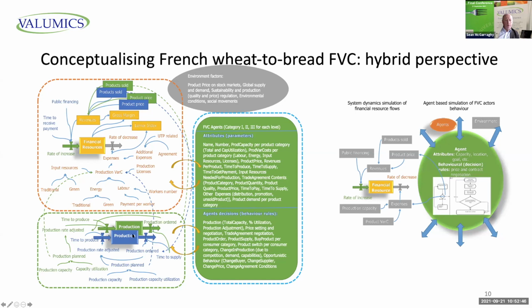So here is a flow map, and it shows the impact or the effects of outside quantities or outside actions on our production. Up on the top left is an examination of the financial side. So public financing would come in, time to receive payment. The financial resources are affected by this. So there's some increase and maybe some decrease down to expenses and so on.